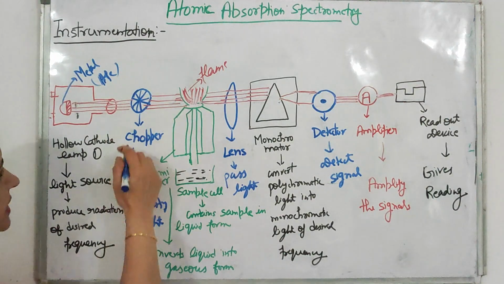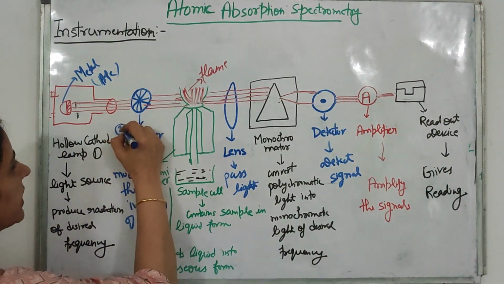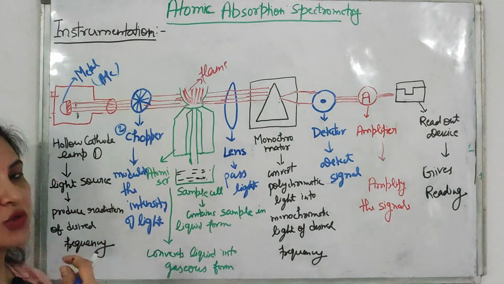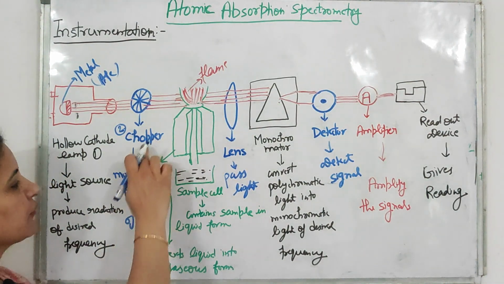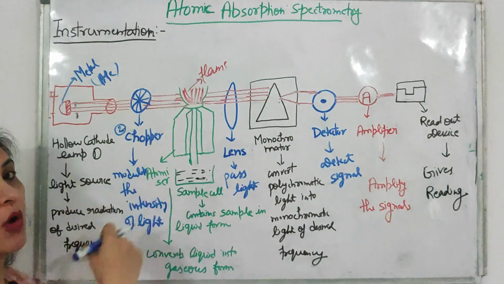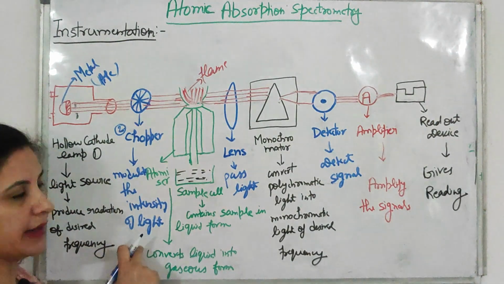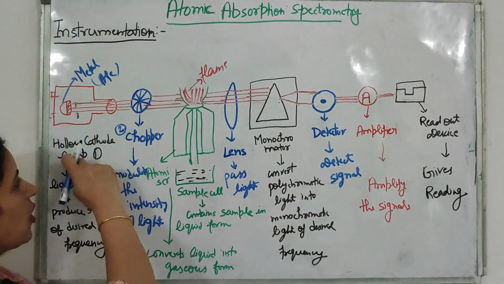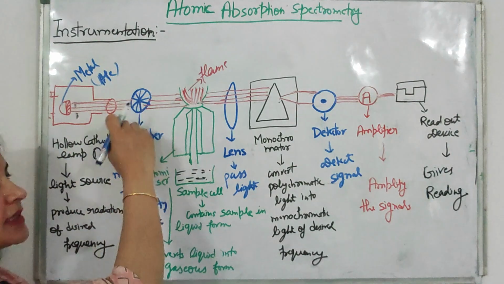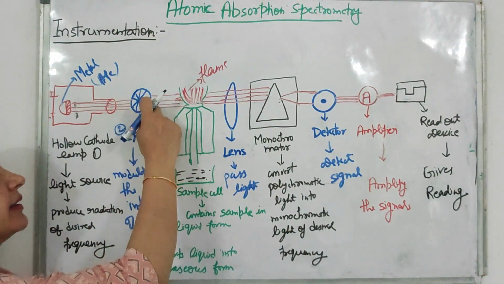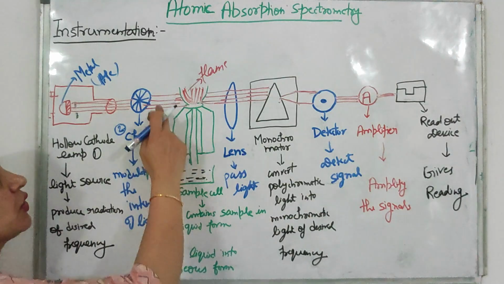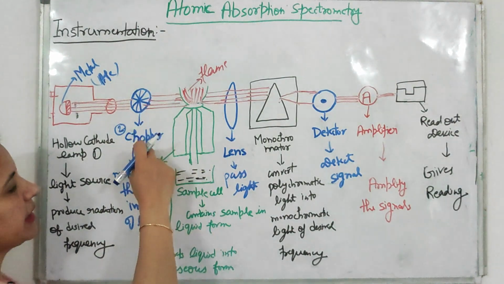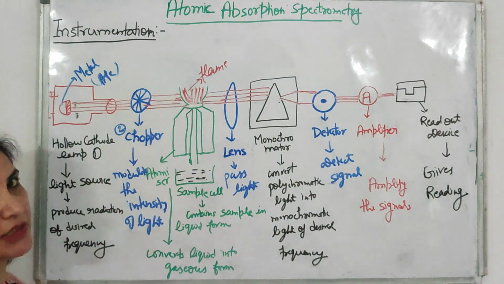Okay, next comes your chopper. Second is your chopper. What is the function of this chopper? The function of this chopper is that it will modulate the intensity of light. From this hollow cathode lamp, light passes and first enters into your chopper. When it enters the chopper, the chopper will modulate the intensity of light.